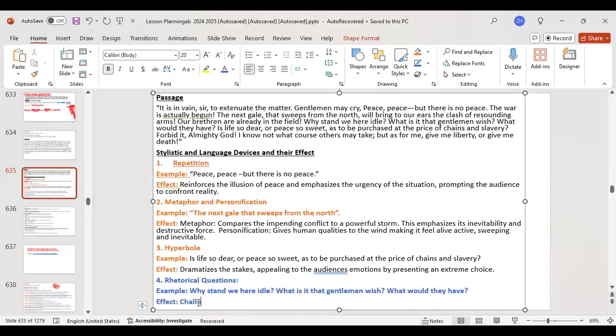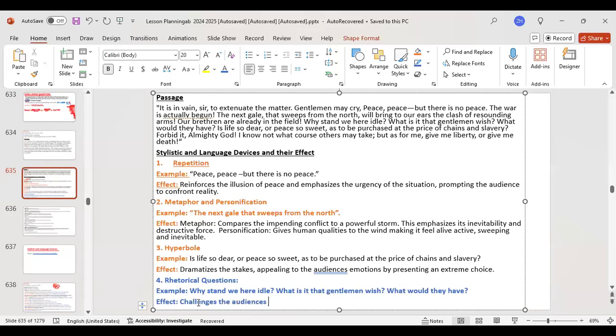So by these rhetorical questions, why stand ye idle? What is it ye gentlemen wish? What would they have? I'm challenging you by these questions. I don't expect you to answer. I just challenge you. I want you to be like, no, I ain't idle, I want to fight. I'm trying to prompt you to action by challenging you, right? We humans respond to being challenged. So this challenges the audience.